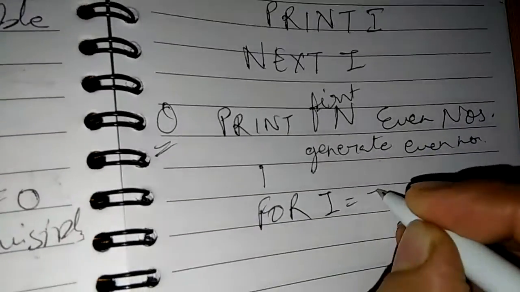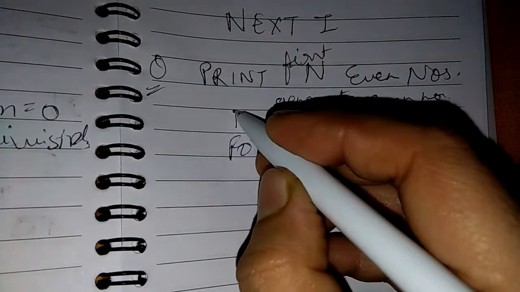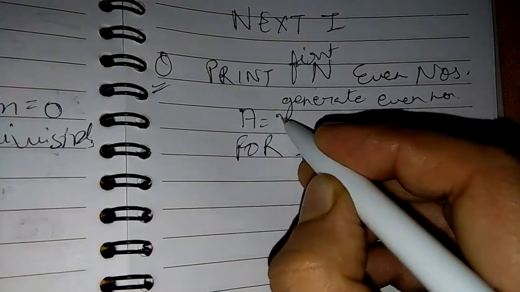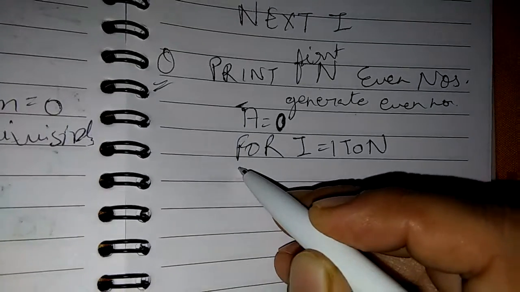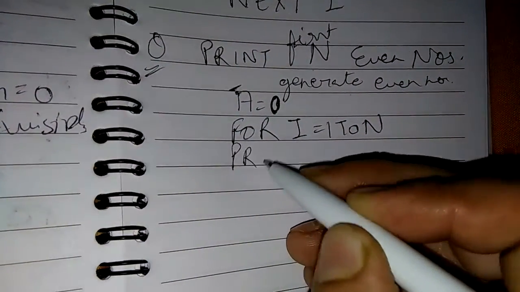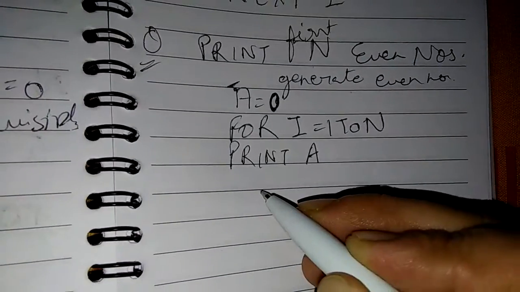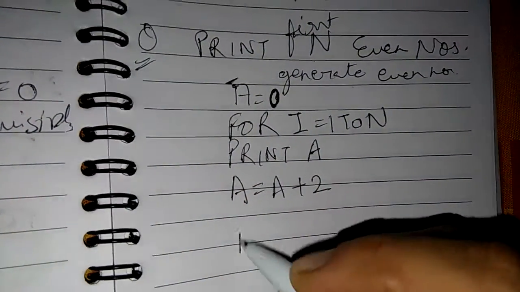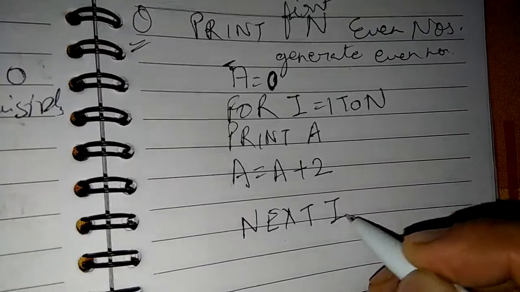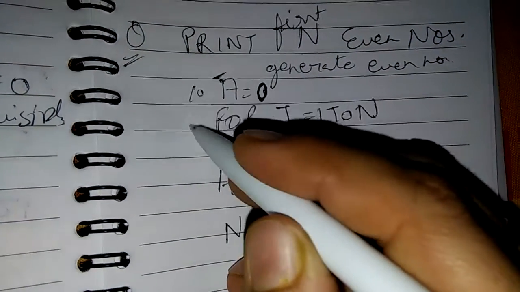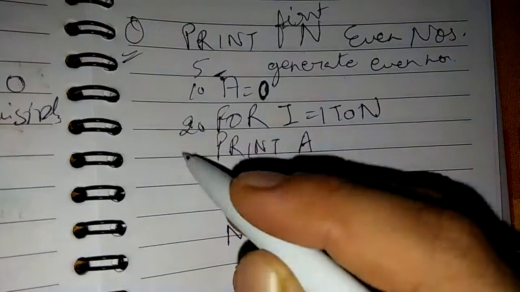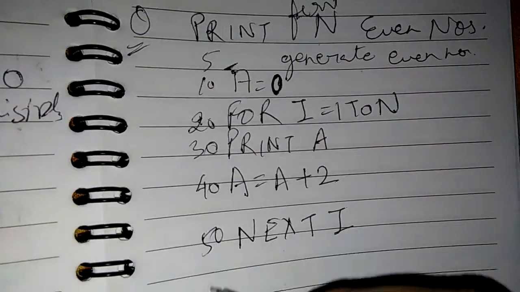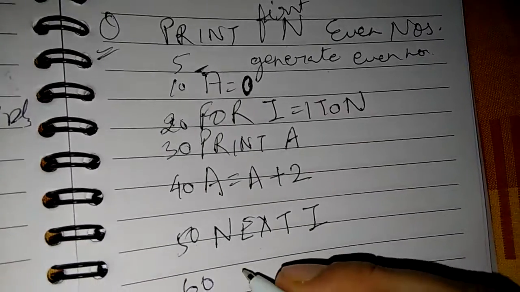That is, your loop will be from 1 to n, and I will be taking a variable a, suppose, for generating, as 0. This a is my even number, and what I will do is I will just print a, and then I will keep on increasing this number by 2, and this loop will continue till n numbers are printed. I have missed the rem statement, you can write it. Up till now you must be used to the rem statement.